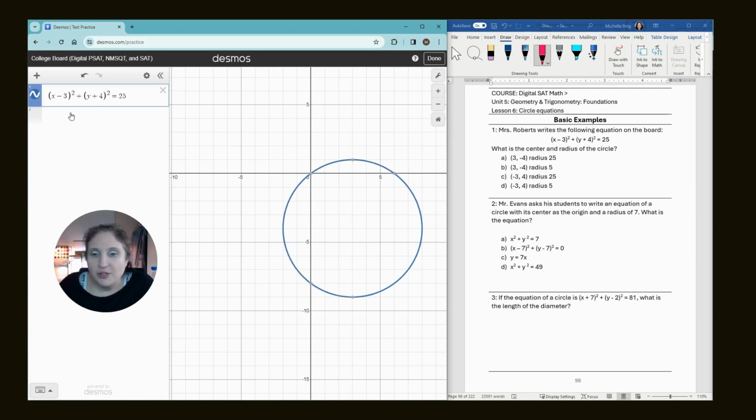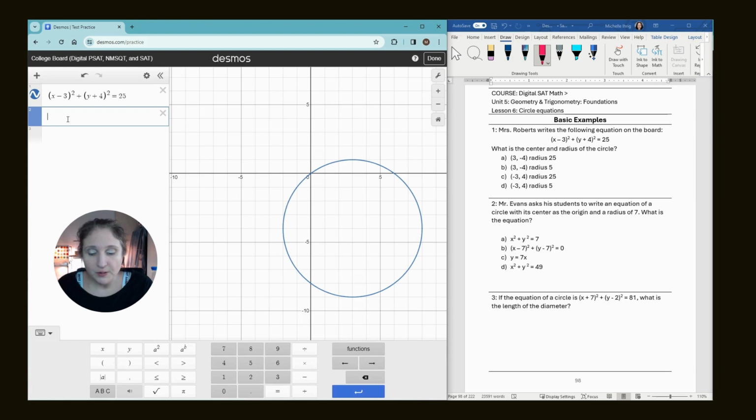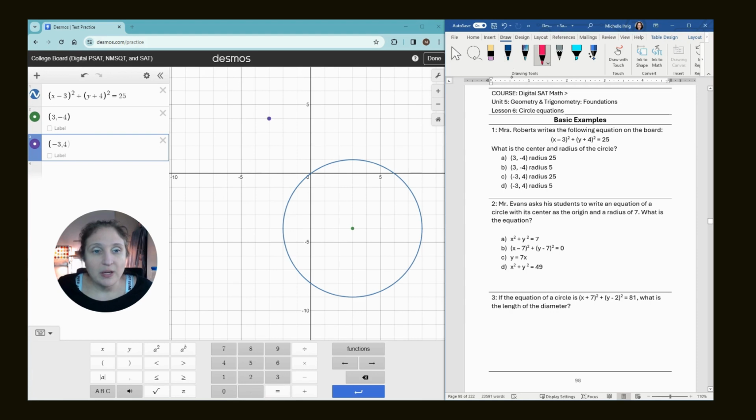Well, actually, let me show you the trick. So first, we're going to find the point. So I'm going to type in (3, -4). And now we see that (3, -4) is the center of the circle, as opposed to choices C and D, which is -3 and +4, and that's clearly not the center. So immediately, we can eliminate these. So now we're looking between one of these two.